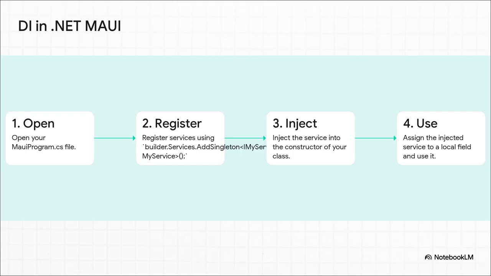Second, you register your services. You're basically telling the app, hey, anytime someone asks for an IMyService, I want you to give them an instance of my service. We'll talk more about what AddSingleton means in a sec. Third, in your ViewModel or wherever you need it, you just ask for that interface in the constructor. The container handles the rest. And finally, just assign that to a local field, and you're ready to go.